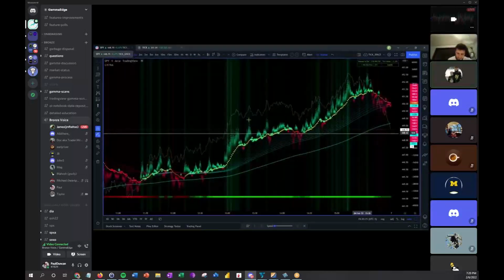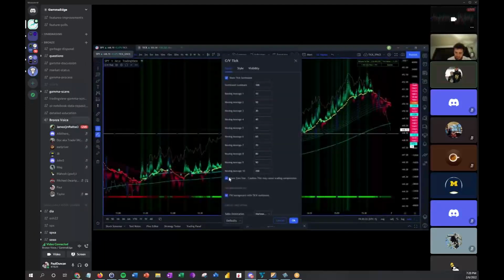And I've got it running on a 0 line. Now, in the study itself, if we double click the settings, you're going to be able to see a 0 line if you want, or you can take it off. If we click that to take it off, now that line that was right there is gone. And all the 0 line is showing you is tick as a whole in a positive state, or is tick as a whole in a negative state, right?